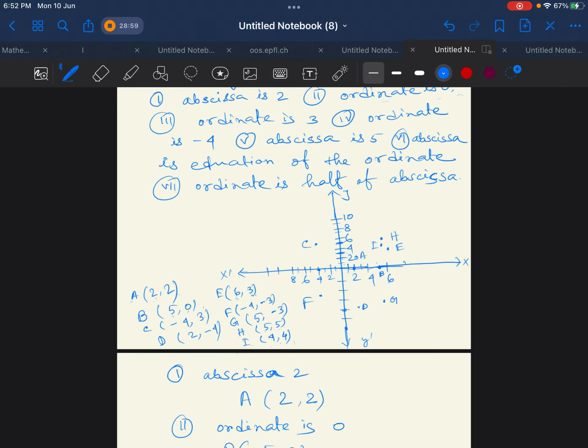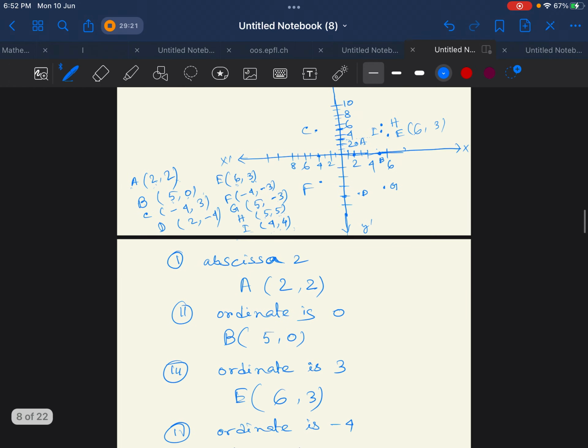Ordinate 3 and abscissa is anything, so we get the point ordinate 3, abscissa 6. In question number 3 we get the point (6, 3), and ordinate 3.